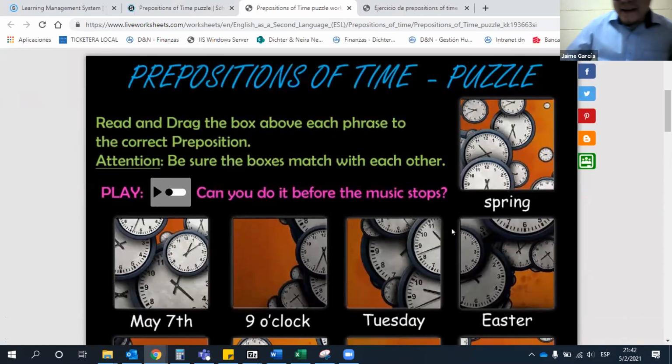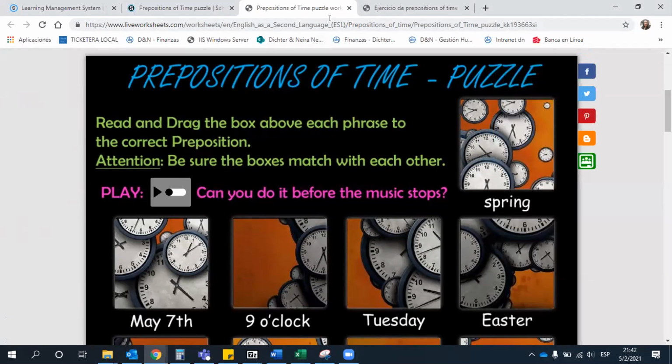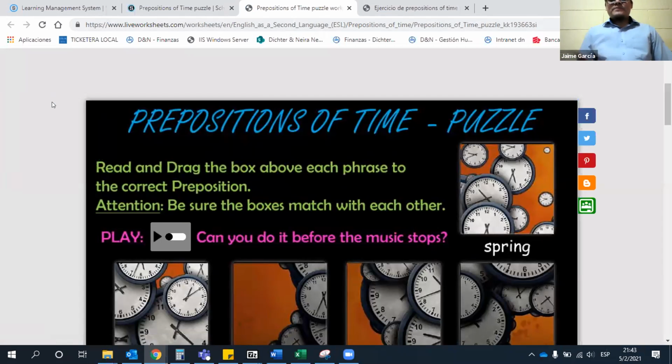Can you activate, please, the sound of your computer, Elizabeth? I don't know where. But you need to do it on Zoom. No sé si ya lo tiene activado. Okay, can you please click on play? Click on play. Now, please, I want you to refresh the web page. Refresh it, okay. So, what you need to do is this.